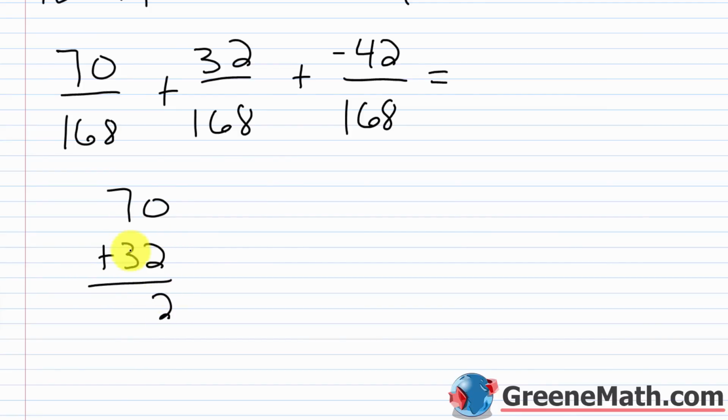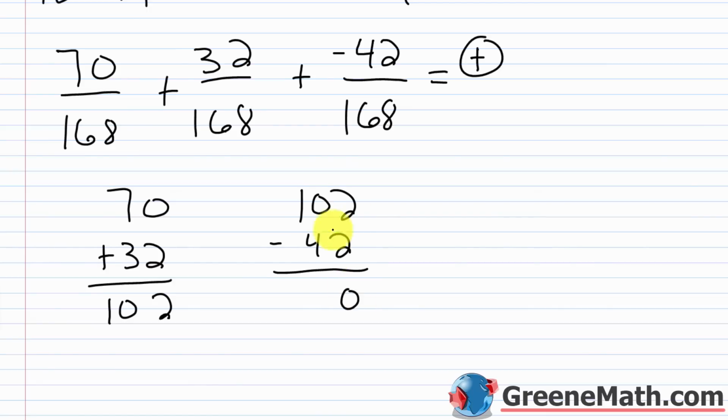0 plus 2 is 2. 7 plus 3 is 10. So I'd have 102. And I'm adding to that a negative 42. So the sign's going to be positive. And we just want to subtract 102 minus 42. 2 minus 2 is 0. And basically you'd have 10 minus 4, that's 6. So you'd have a positive 60 as your numerator. And then the denominator just stays the same, right? It's the common denominator here of 168.